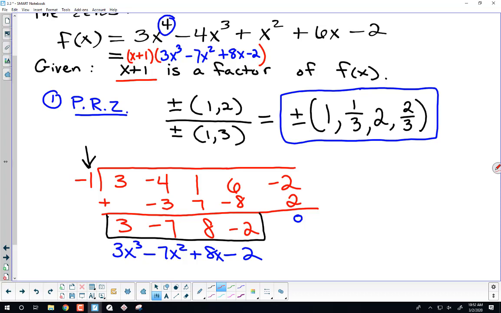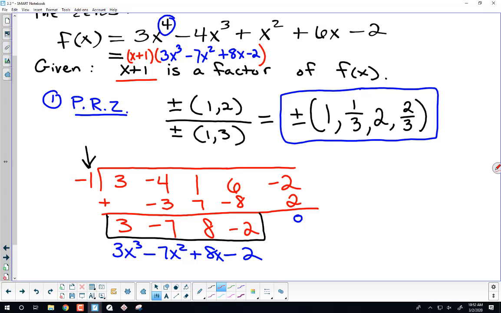Are there any questions? So we're done looking at 3x to the fourth minus 4x cubed plus x squared. We're totally done with that. What we're focusing on now, it's almost like it's a completely different problem. Now our task is to factor 3x cubed minus 7x squared plus 8x minus 2.